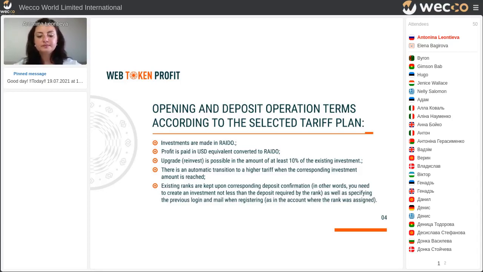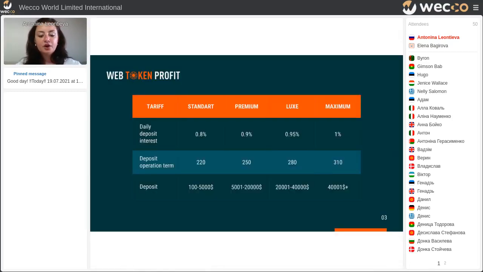On this page, we can see that we have tariffs: Standard, Premium, Lux, and Maximum. What's the difference between them? It's the daily deposit interest, a different percent per day, the deposit operation term, and the amount of your deposit.